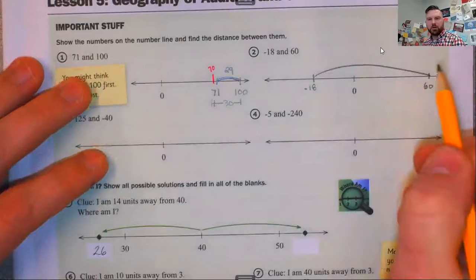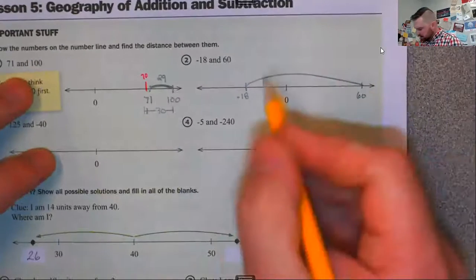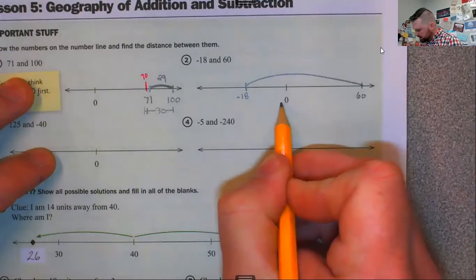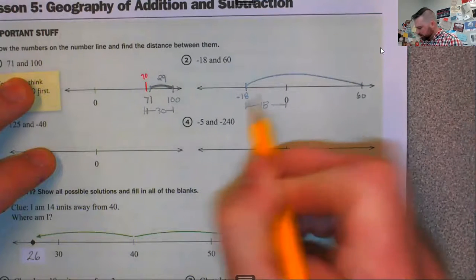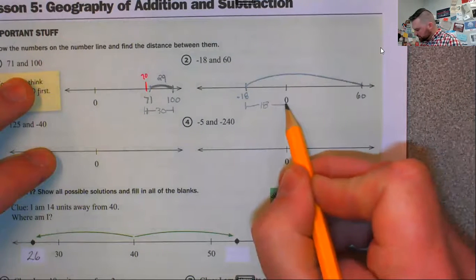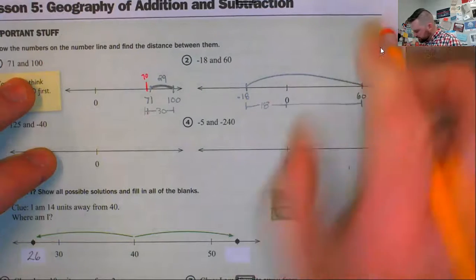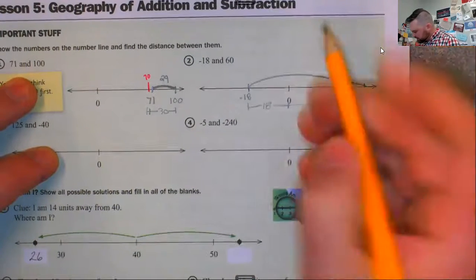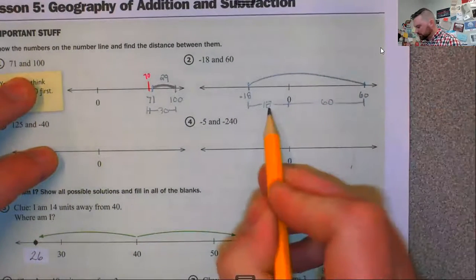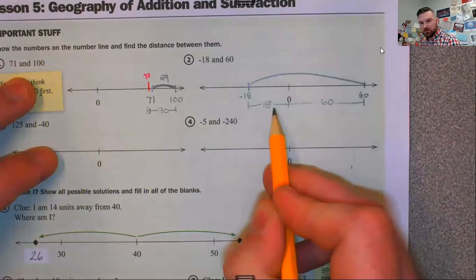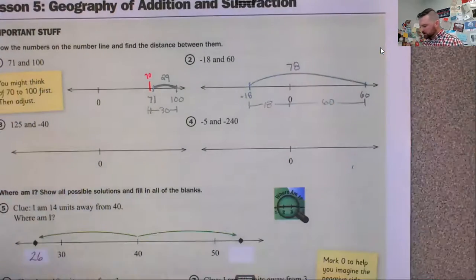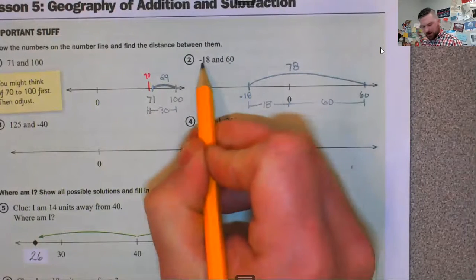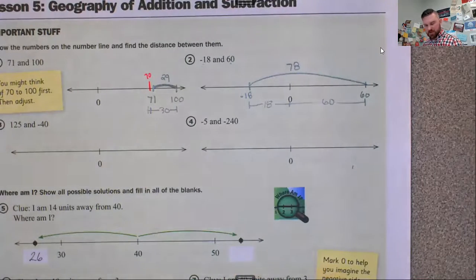Well, we can break that apart a little bit, and we can say that the distance between 0 and 18 is 18. So from here to here. Okay, that's part of that whole thing. And then from 0 to 60, that distance is 60. So all I need to do is add those two numbers together. 60 plus 18 is 78. So the distance between 60 and negative 18 is 78. Distance is always a positive number.